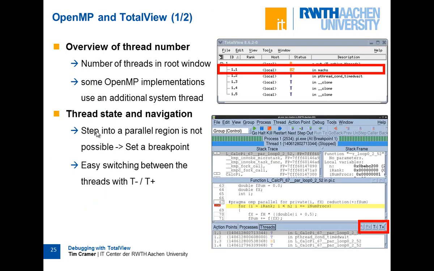So first of all, I want to give a brief overview about OpenMP and TotalView. I know most of you didn't learn OpenMP yet because it's tomorrow, but it's more or less the same in MPI. So what you can see here now, I already mentioned, I have an OpenMP program here, and in this case I have 5 threads. I can see this in this overview, I've started the program with 5 threads, and to navigate or change the threads, you can just use T plus or T minus in this GUI to switch between the threads.